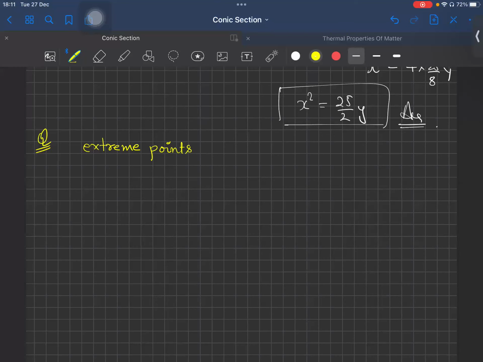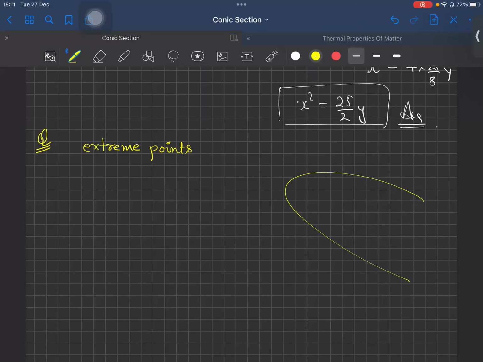See, if there is a parabola and the focal chord which makes 90 degrees with its axis, that is called latus rectum. Okay, it's not just 90 degrees. Let's draw some random parabola. This is some random parabola.